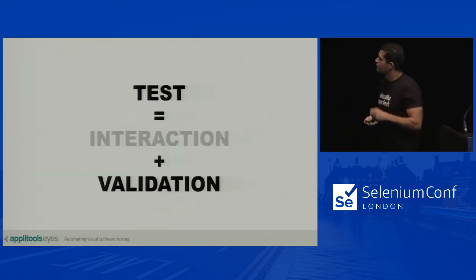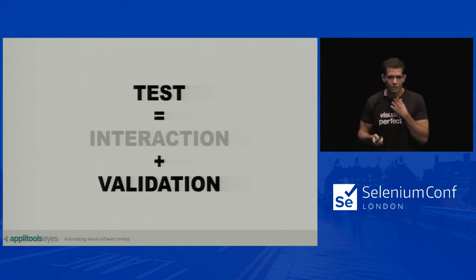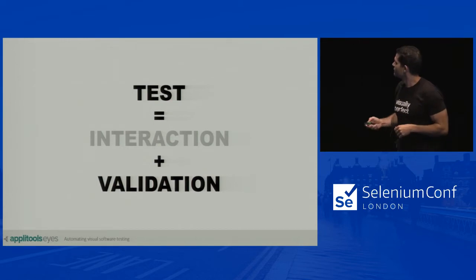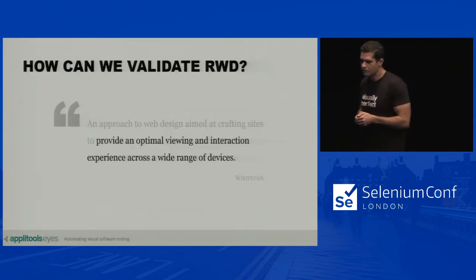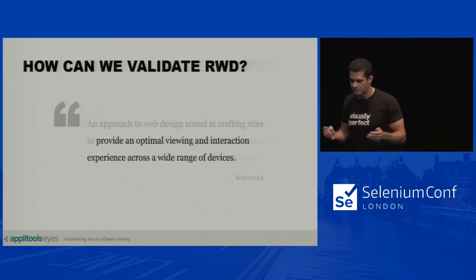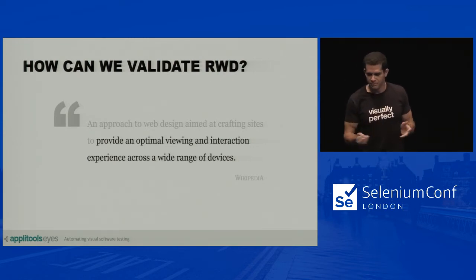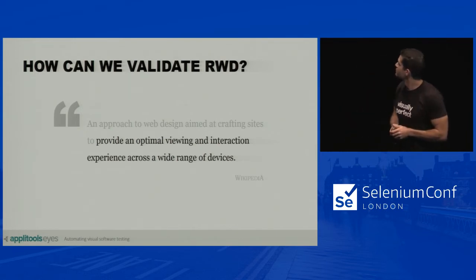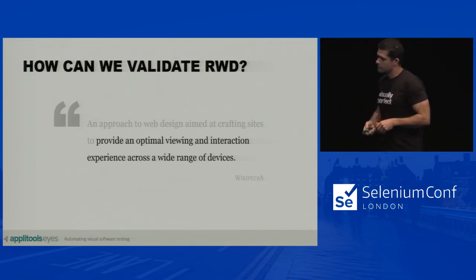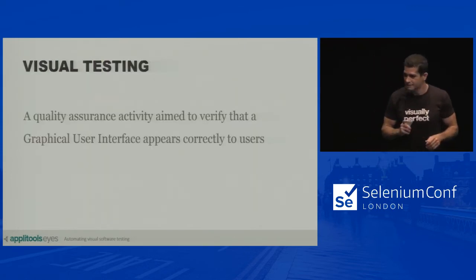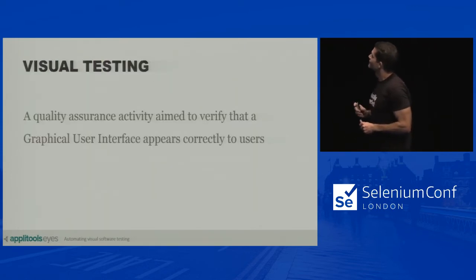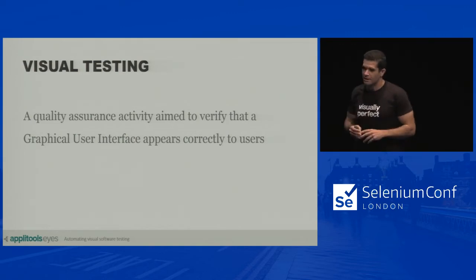Okay, so now that we know how to write generic interaction code that works for all your different layouts, let's talk about validation. But how can we really validate responsive web design? How can we make sure that our responsive app or site does provide an optimal viewing and interaction experience across a wide range of devices? So don't be shocked, but the solution is visual testing, which is exactly aimed to verify that the UI appears right and correct to the end user.